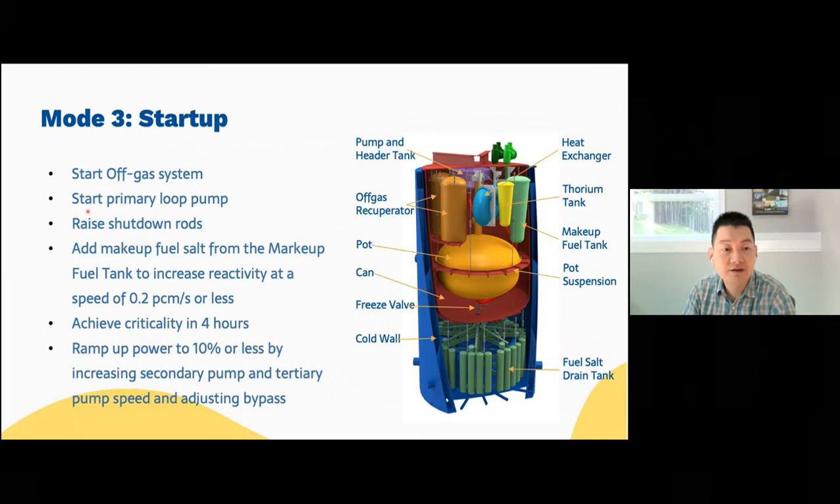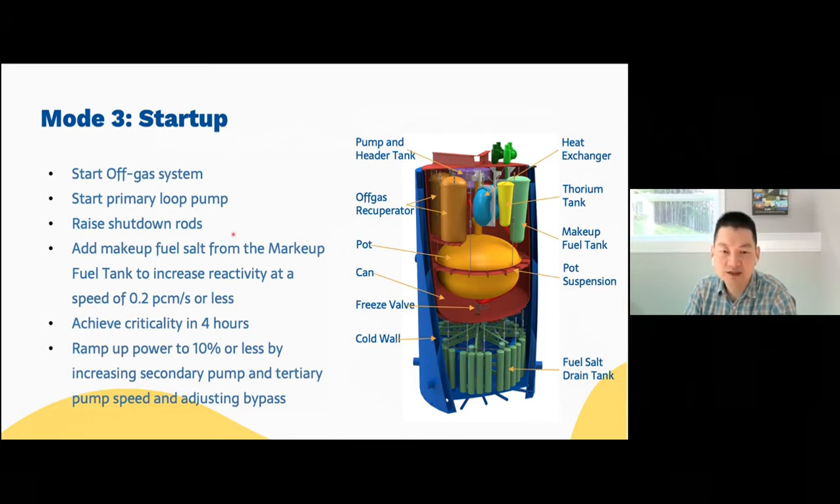And then we start the primary loop pump. We always keep the primary loop pump at a constant speed, so that simplifies the operation. So we start that, and after we start that, we raise the shutdown rods. We basically withdraw the shutdown rods from the pot. We're able to do that because when we fill the fuel salt, it doesn't have any excess reactivity, so even if we raise them, it won't reach criticality by itself.